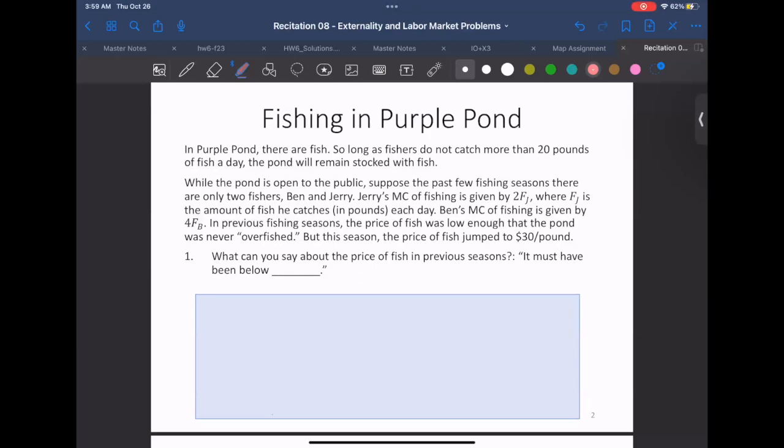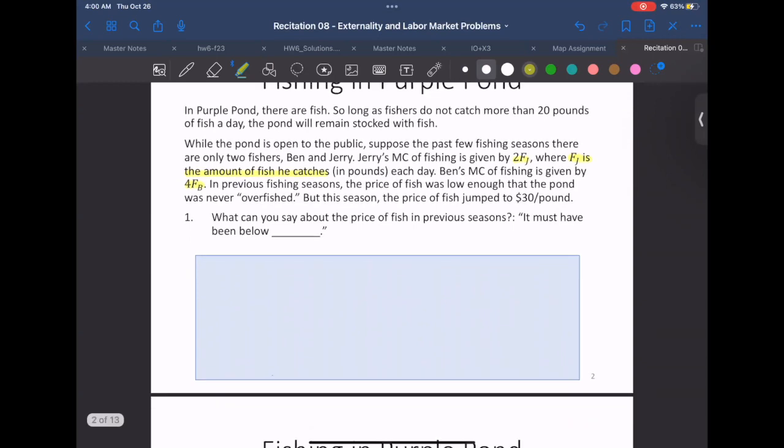What can you say about the price of fish in previous seasons? It must have been below what? So we know for a fact that the marginal cost of Jerry of fishing is going to be given by 2FJ, where FJ is the amount of fish that Jerry catches. Ben's marginal cost is going to be 4FB, so with that same logic, FB is going to be the amount of fish in pounds that Ben catches. So what we can say is it must have been below.